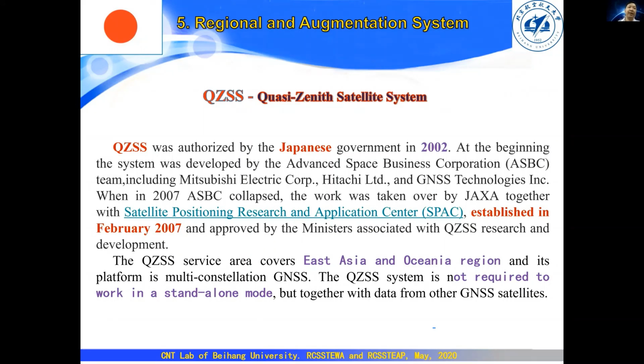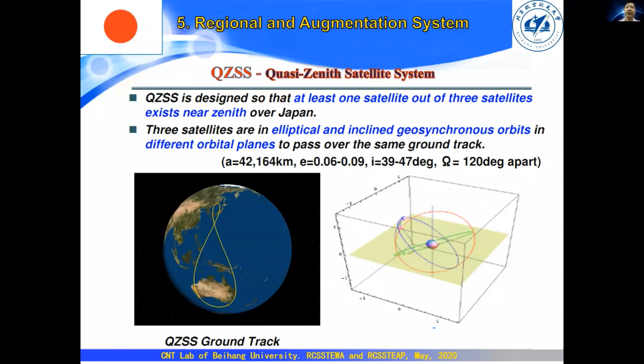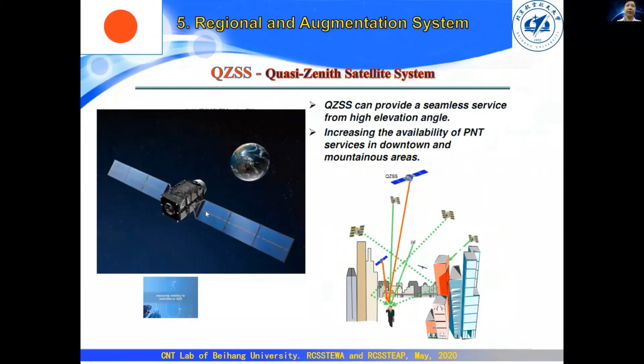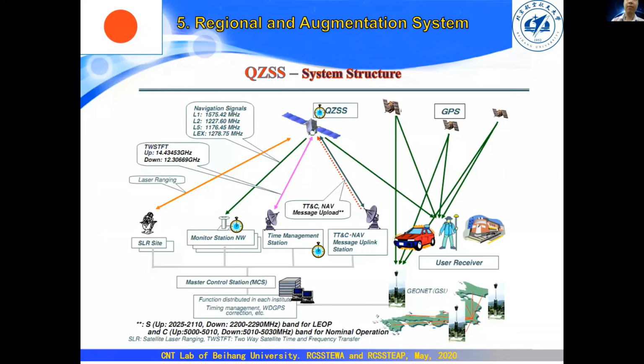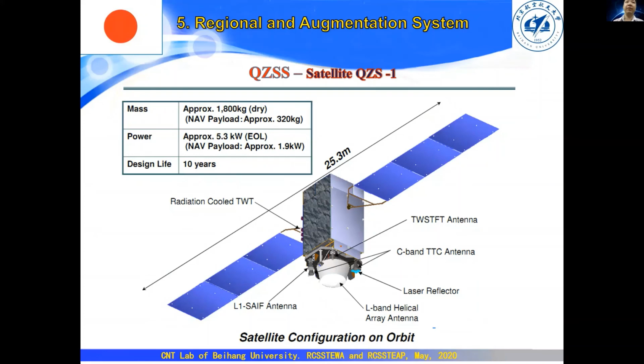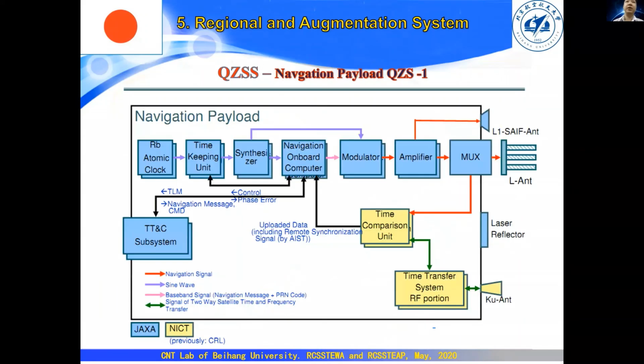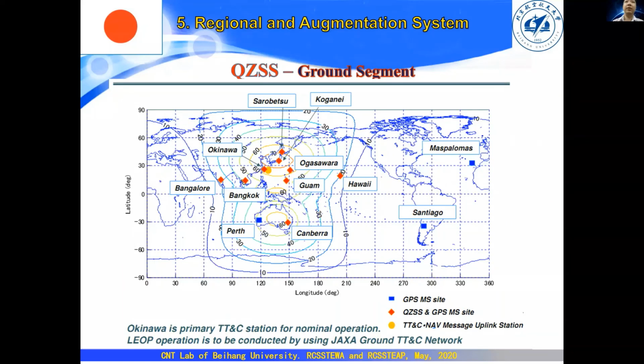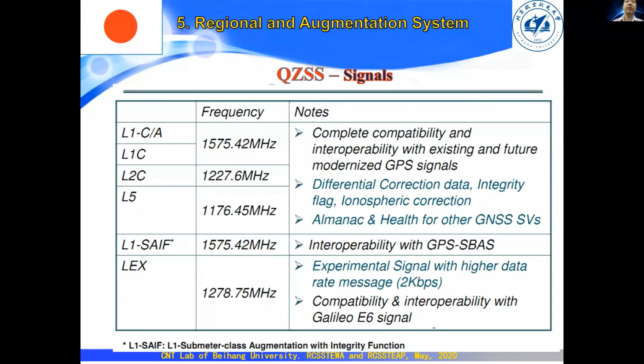improvements of multi-constellation GNSS. Okay, so this is the picture of the QZSS. This is the track. This mainly covers Japan. This is the satellite of the QZSS, and this is the picture of the satellite orbit of the QZSS system.